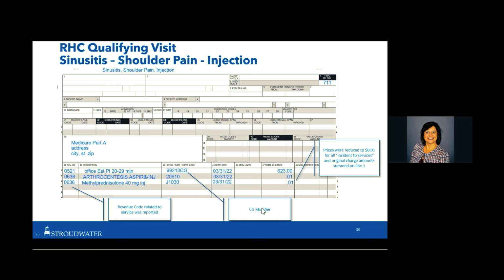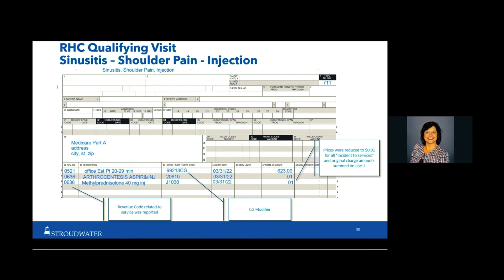In that initial qualifying visit, you have the CG modifier, and then all of the prices. So these are incident to services that are combined into it. You're reporting them separately, but each of them are priced at a penny, and then the total charges are added up to get the total charge amount in the original line. And so for this service, you would receive one all-inclusive rate payment to cover all 3 lines of service.